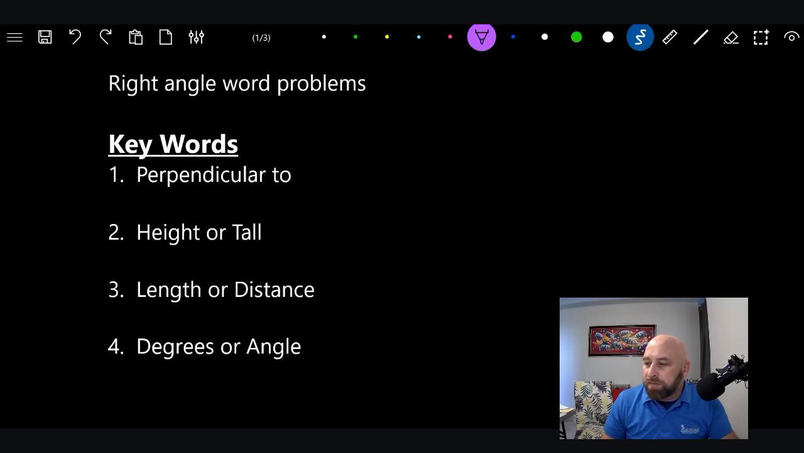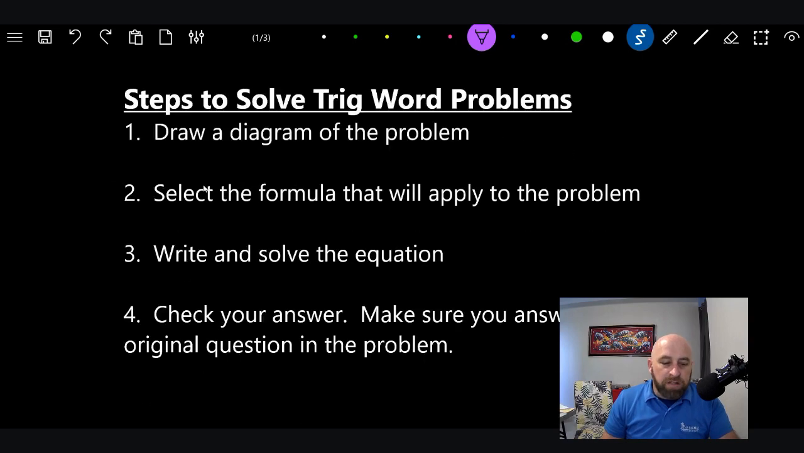Let's go to page 405. Here's what you're going to see. You're going to see the steps to solving trig word problems, okay? Number 1, we want to draw a diagram of the problem.